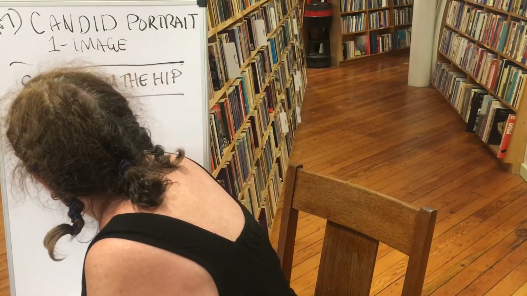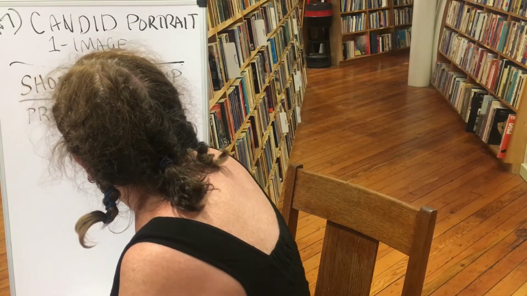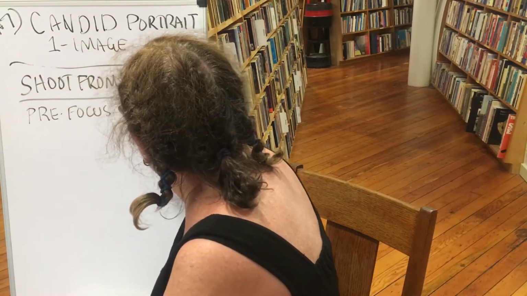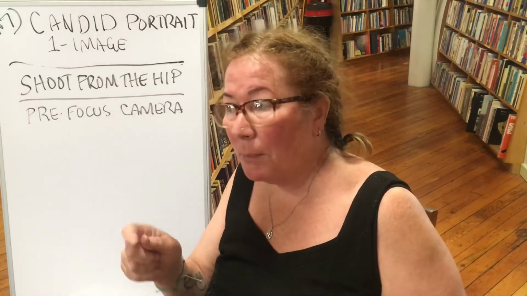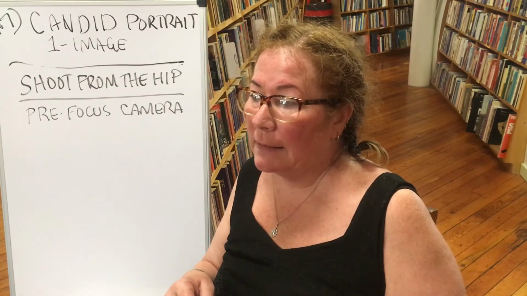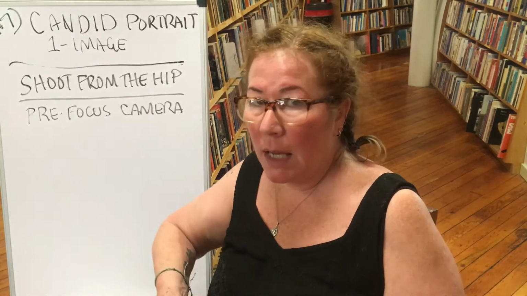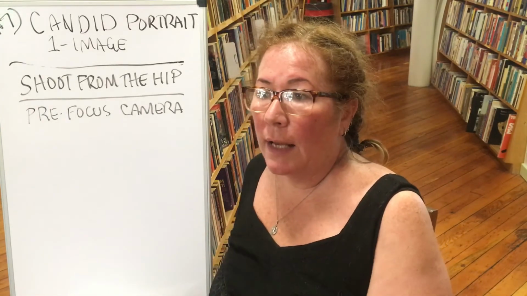And you're going to pre-focus your camera. That means if you have a lens that you can focus manually, you're going to look on it and you'll see some little numbers on there that tell you how many feet you are away from your subject. So you can actually guess. You can be like, okay, I think that person's about 6 feet away. I'm going to set my lens to 6 feet, and then you just kind of hold it down and take your photo.